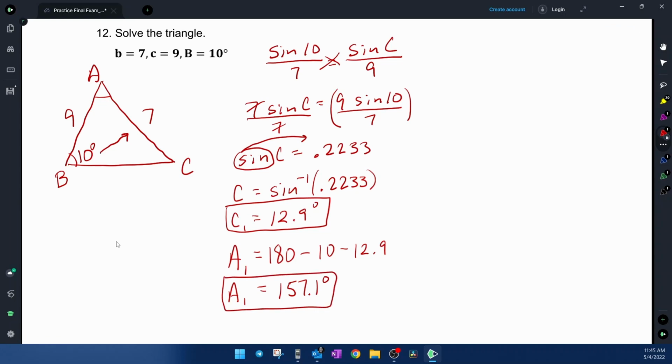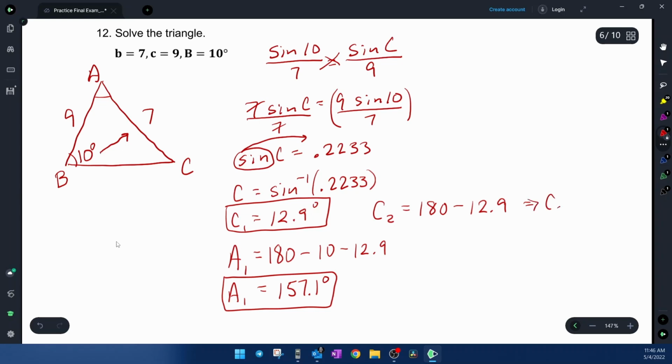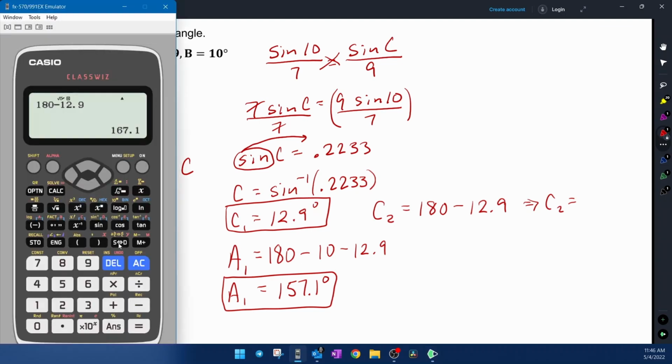Now that we have verified there is one set of solutions, we need to check to see if there is a second set of solutions. So if there is a second angle C, it's going to be 180 minus the first angle C, which was 12.9. And so C2, if it exists, is going to be 167.1.